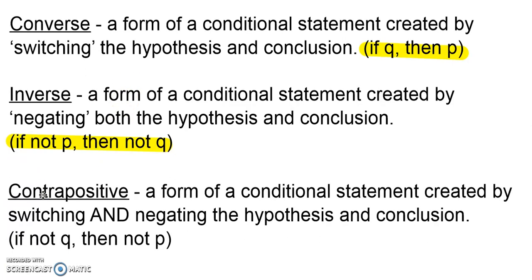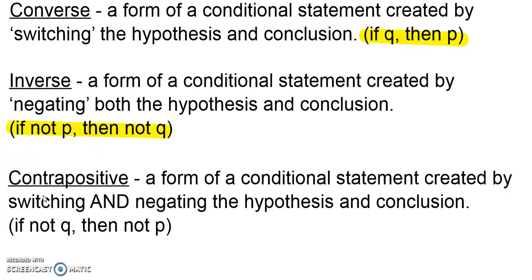Okay, finally the last one is the contrapositive, and this is a form of a conditional statement created by switching and negating the hypothesis and conclusion. So it's kind of a combination of the converse and the inverse. And the way we would format that would be if not Q, then not P. So after you copy down these definitions, on the next page, we will go over specific examples.